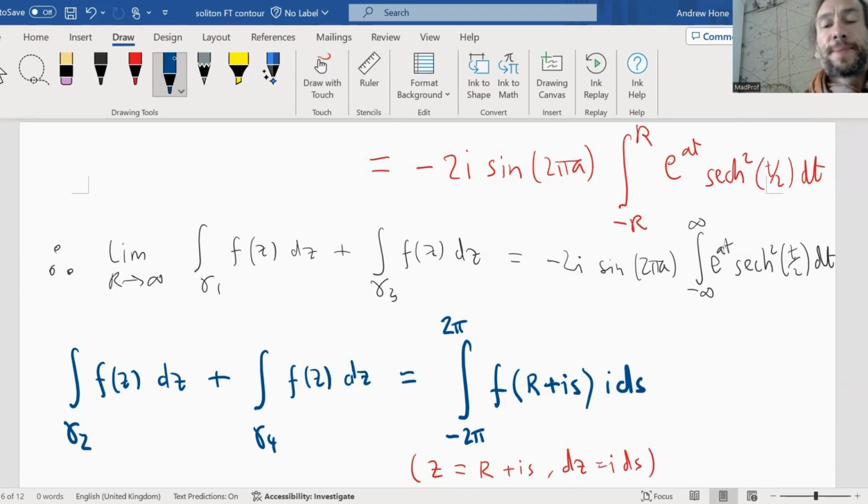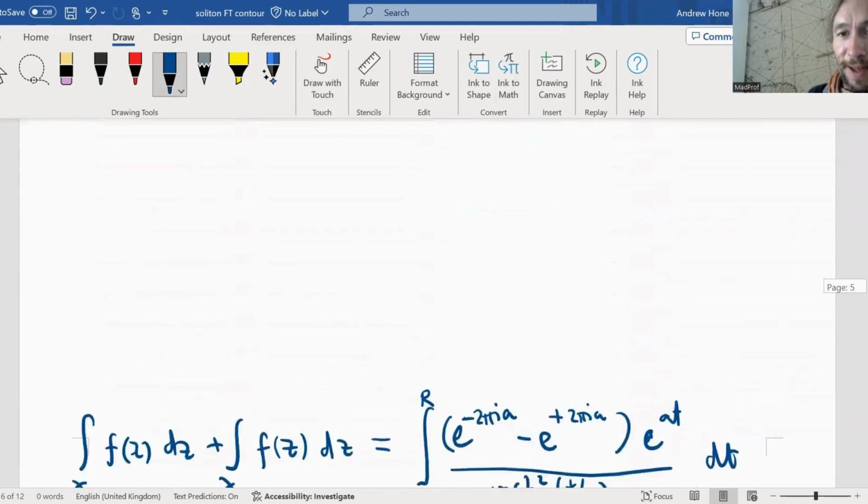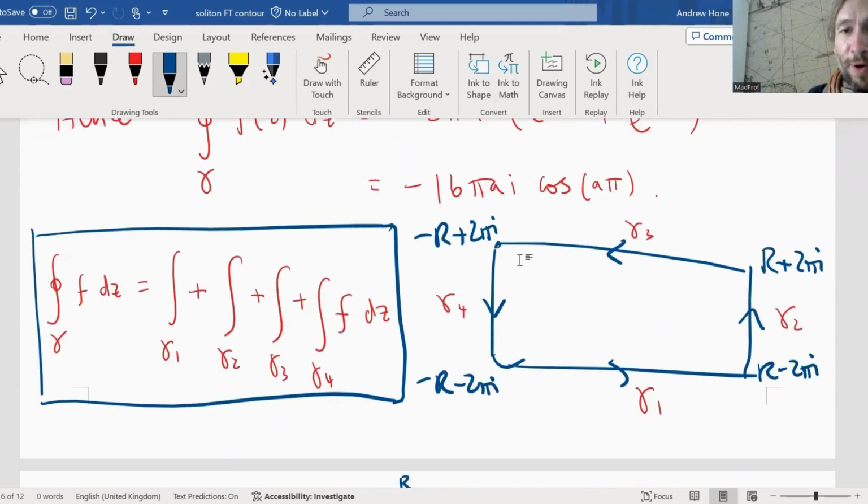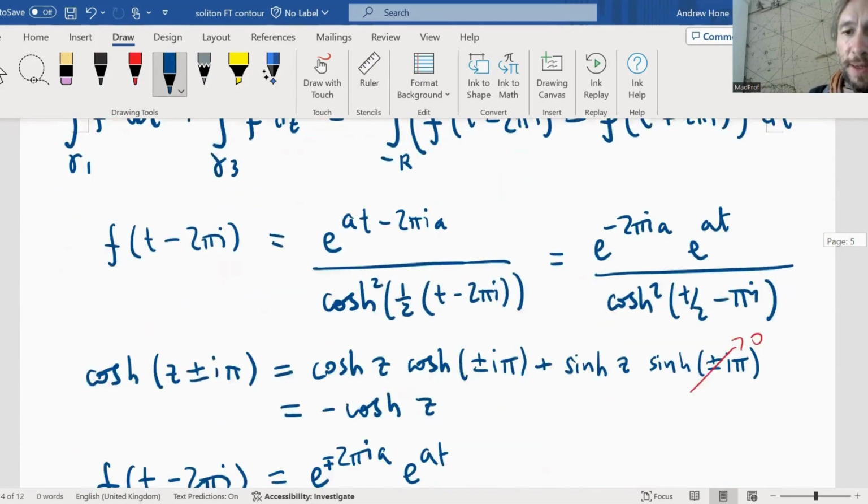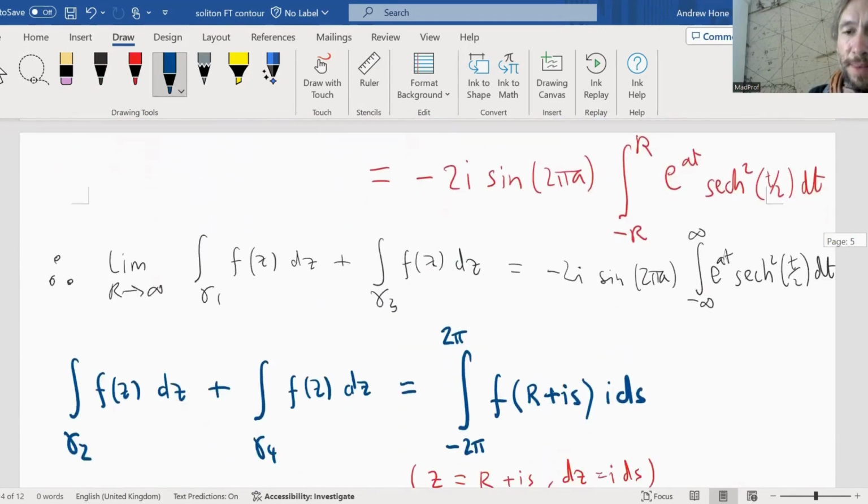There's I ds. And then now if you look at the integral along gamma 4, so let me just flip back a minute to that picture. Gamma 4 is a contour going down, part of the contour that goes downwards, but we can just do the integral going upwards with a minus sign. So, okay, so what we get is the same kind of integral.